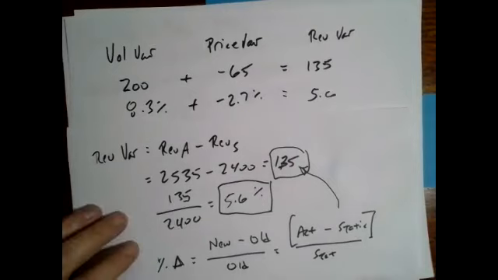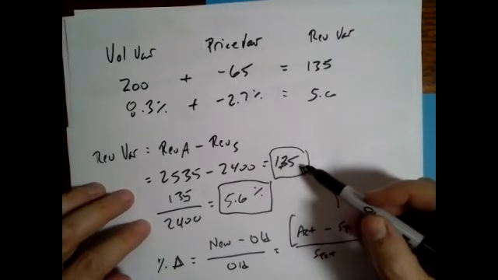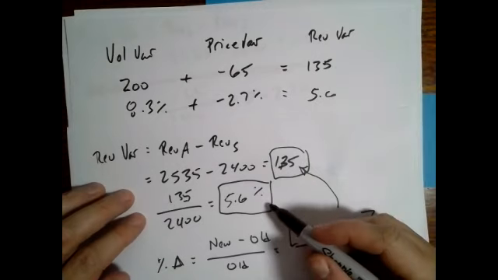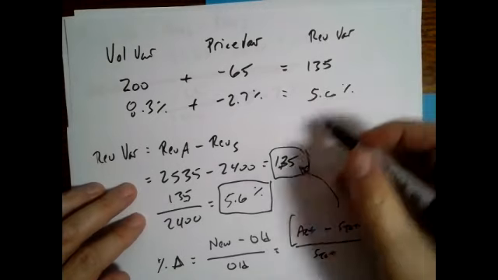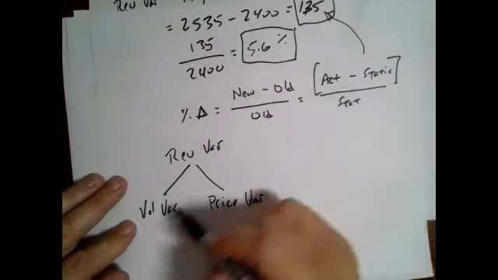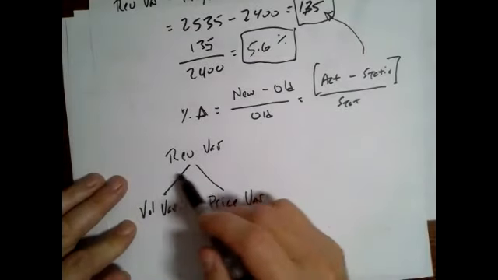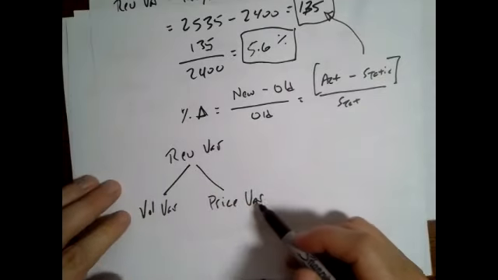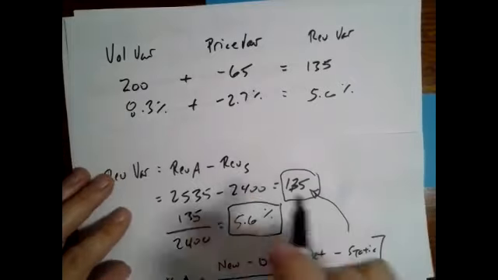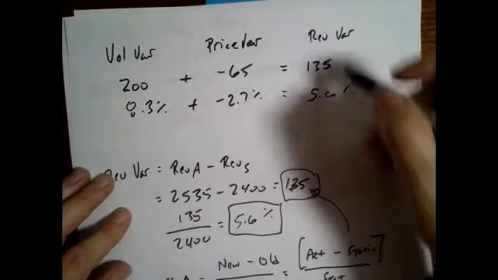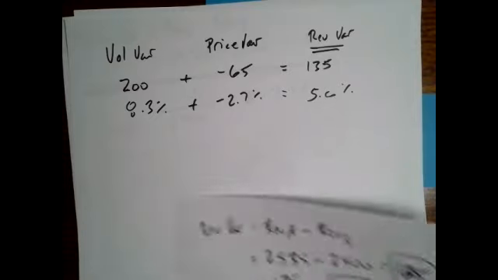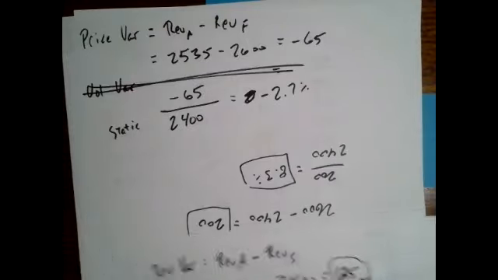So if we compare that to our original revenue variances, we came up with 135 and 5.6%, right? And they match up. So remember, volume variance and price variance are simply components of revenue variance. We're going to decompose revenue variance into those two aspects. But when we add them back together, they should add back up to the parent variance, which in this case is the revenue variance. All right. So moving on.